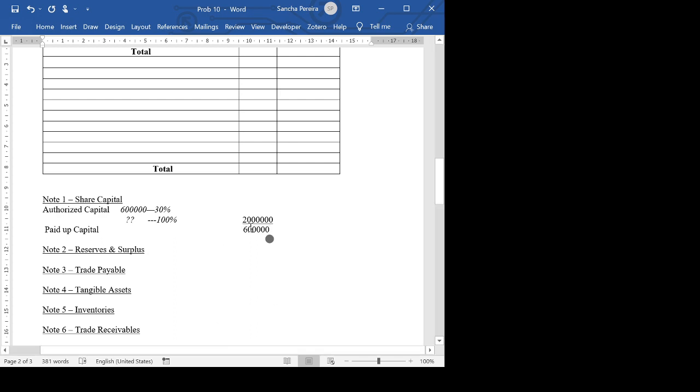Okay, it's not division and all. I hope you don't get confused with this. It's not division. Okay, so that's how you get the paid up capital.